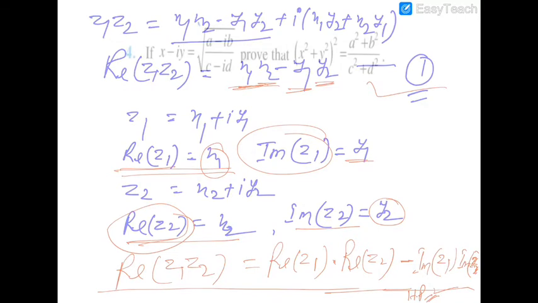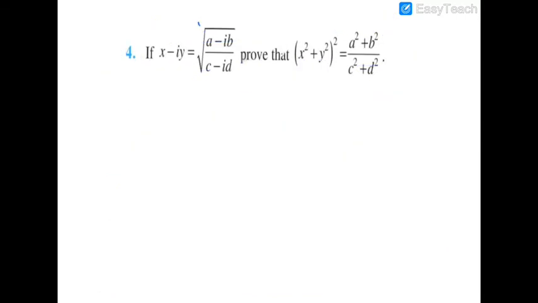Now this is the question which I had taken from complex numbers, class 11th. So we'll see how to solve this question. It is given that x minus iy is equal to the square root of (a minus ib) upon (c minus id). We have to prove that (x square plus y square) whole square is equal to (a square plus b square) upon (c square plus d square). This we are going to prove.